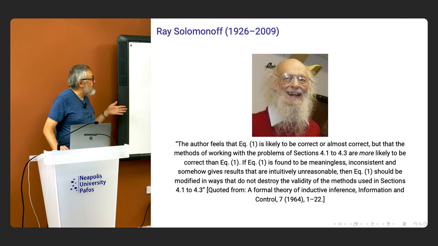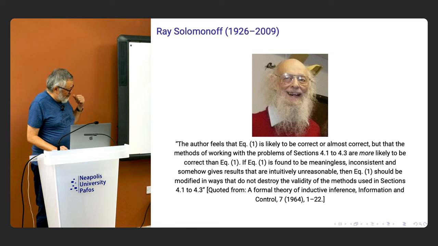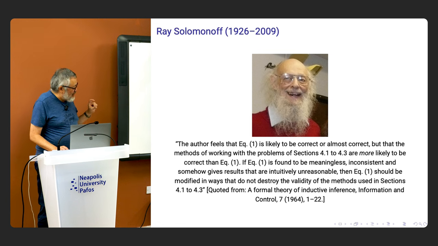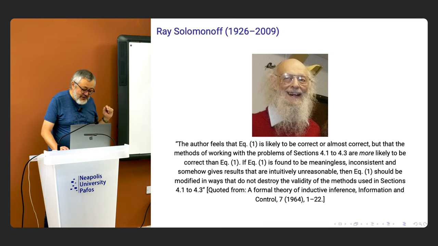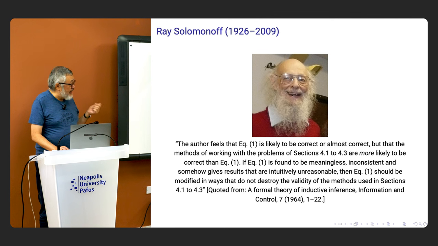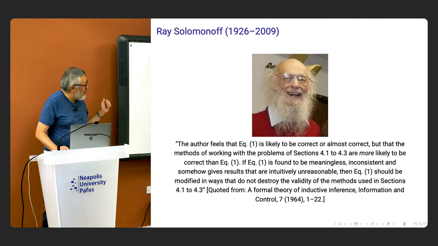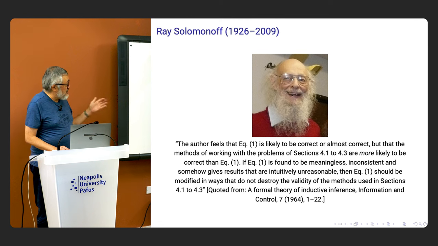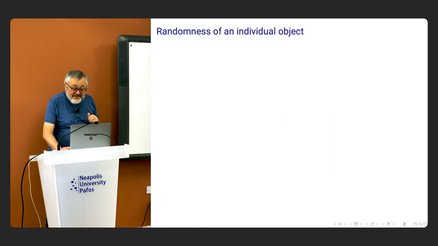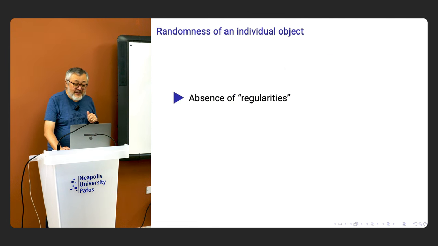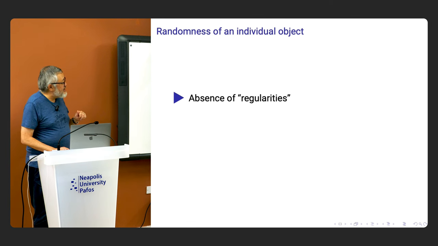So if we are careful and read all the small passages in his paper, we can say that he was the first inventor of the theory, and Kolmogorov later became aware of his work and always cited his paper. So there is no question of priority, but it's just interesting. And so the idea is, what is an individual random object?